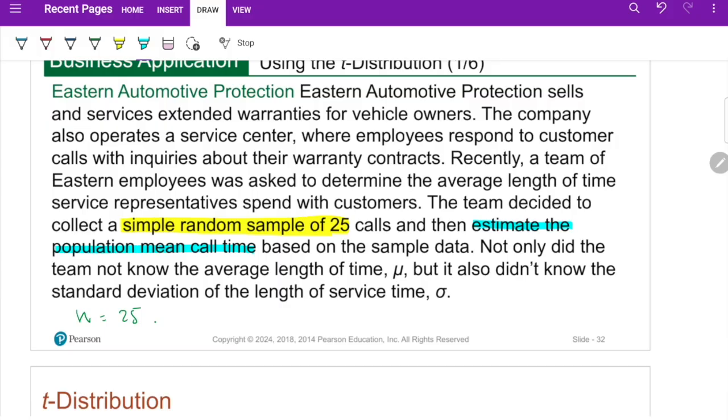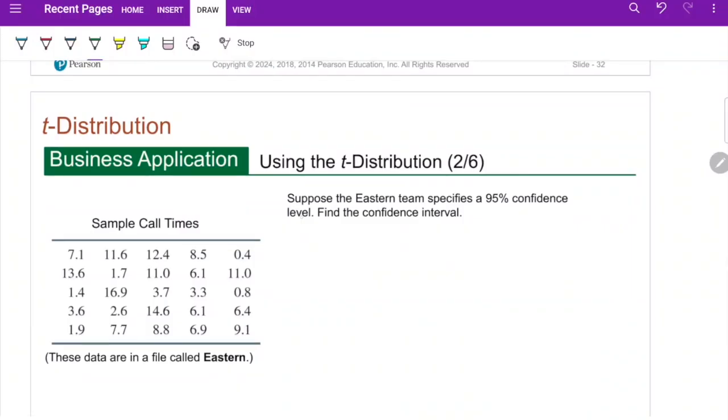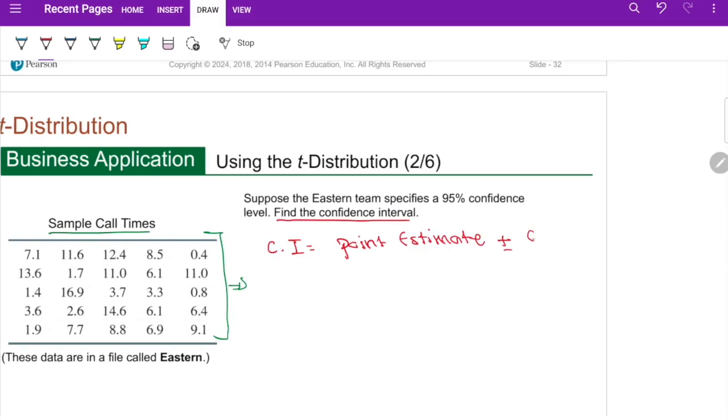This is the goal based on the sample. So let's look at the other data that we are given. This is the sample, so n equals 25. And we got the call times, and this is very simple. We can use Excel to find the average of these. Because look, before doing any of this, the goal is to find the confidence interval. What is the confidence interval? It's the point estimate plus or minus the margin of error, which is the critical value times the standard error, SE. The point estimate of the population mean is the sample mean, which is x bar.